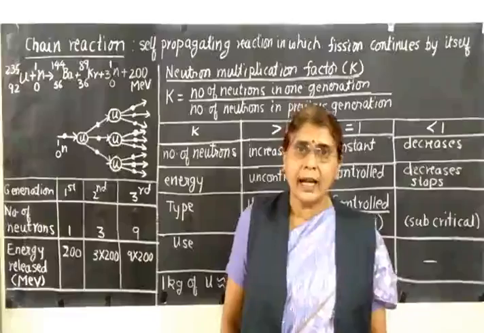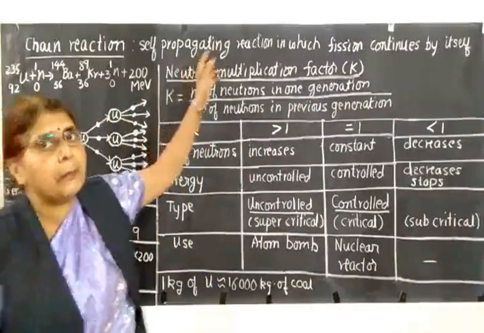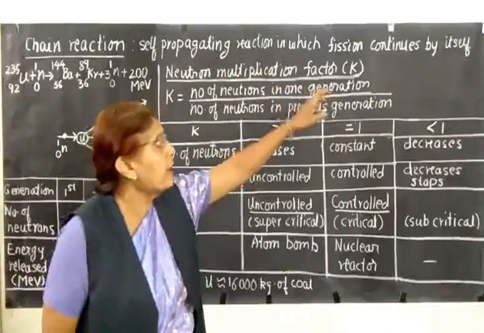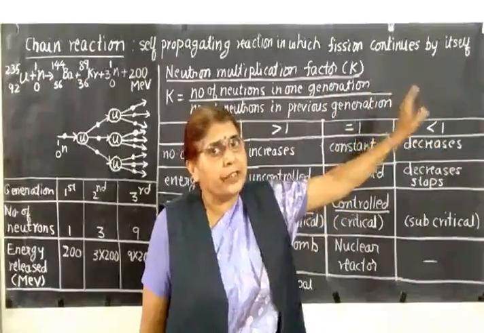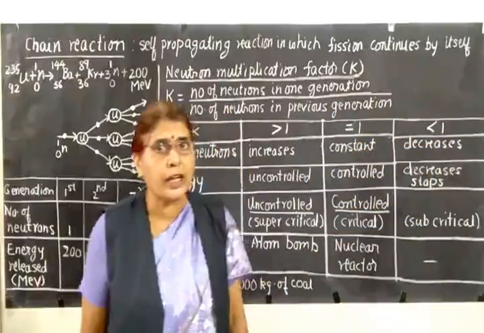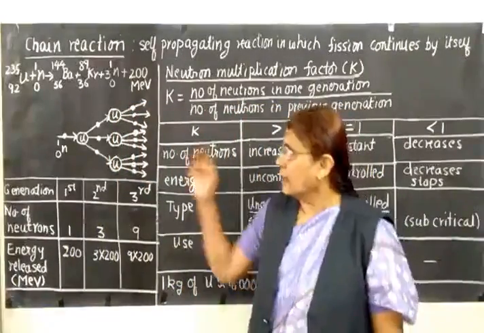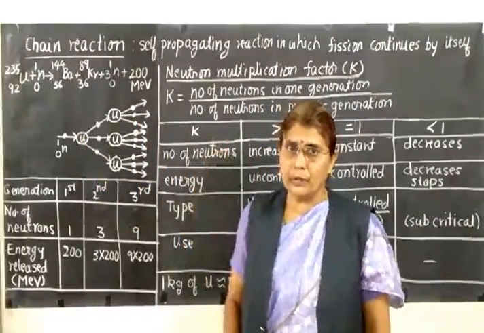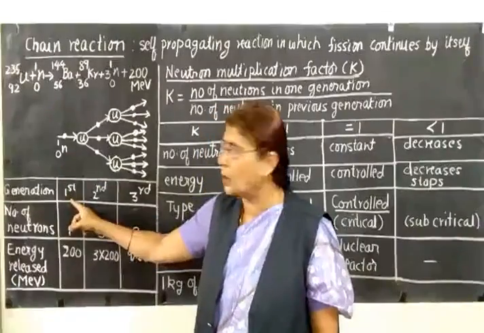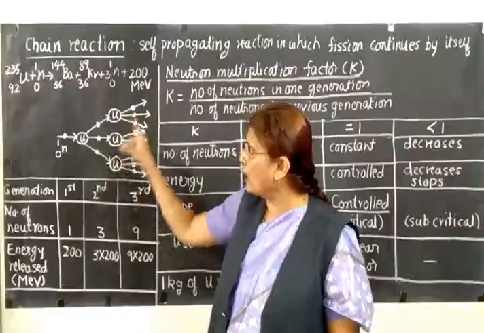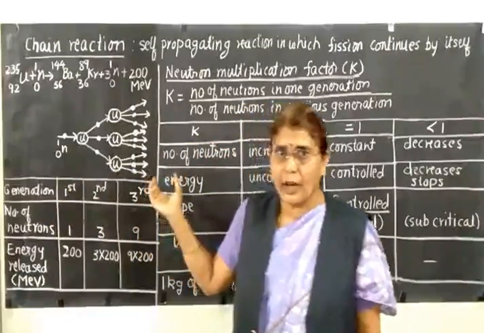So how to define a chain reaction? I have written the definition here. It is a self-propagating reaction in which the fission continues by itself. On its own the fission occurs. So such a reaction is called as a chain reaction. Now we have a number of generations of neutron. So from the figure, let us name them as, say this is first generation of neutron, this is the second generation of neutron, this is the third generation of neutron, and so on. So we have different generations of neutron.